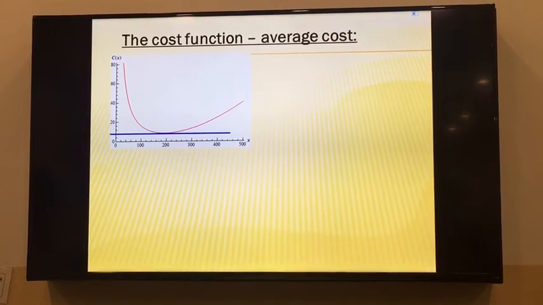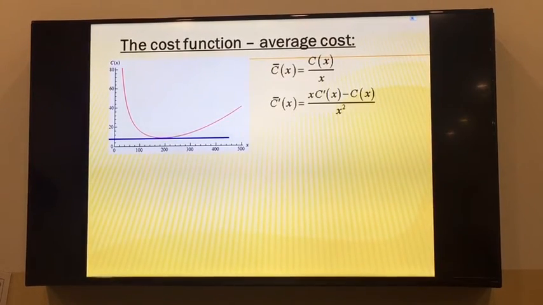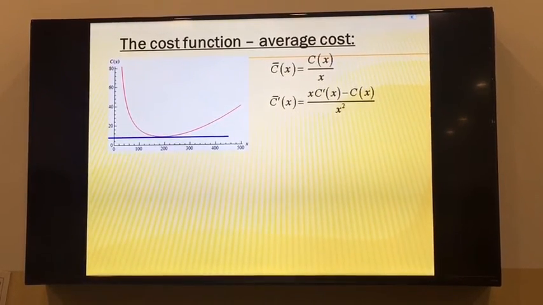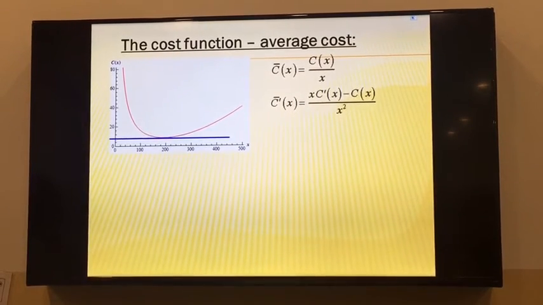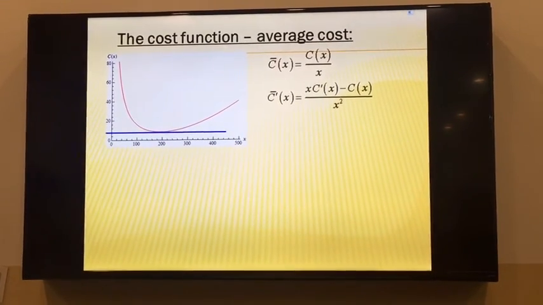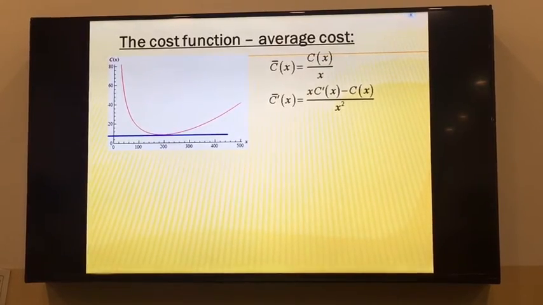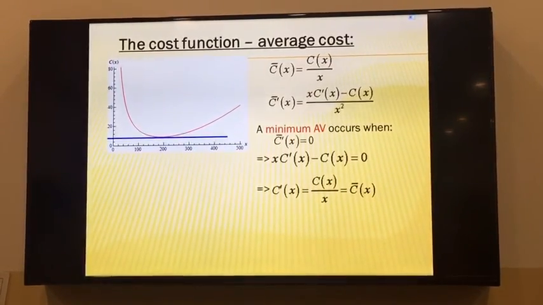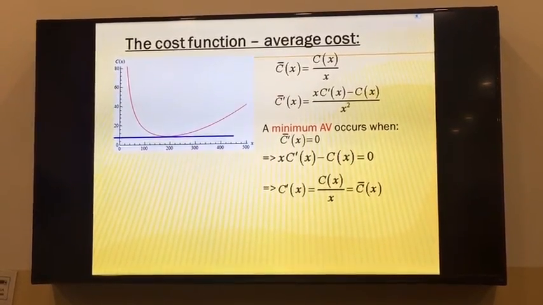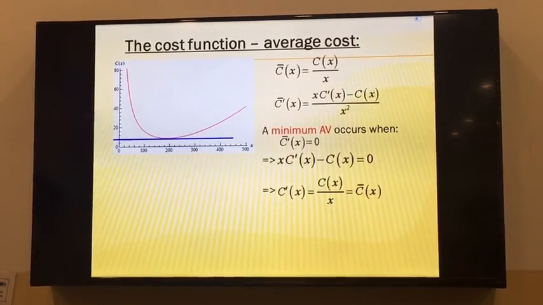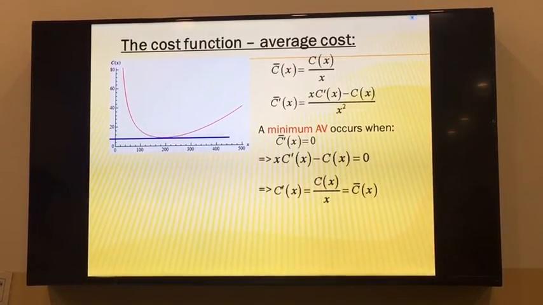From the cost function, I get the average cost function equal to C of x divided by x. We have a minimum average cost when the derivative of the average cost equals 0. Following this step, we can say that the minimum average cost will occur when the average cost equals the marginal cost.